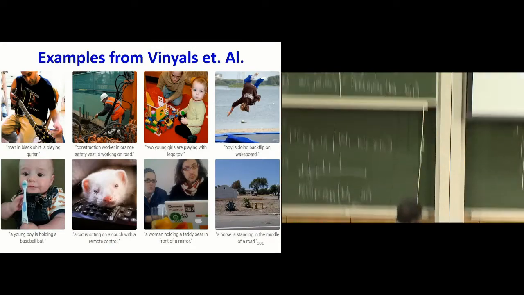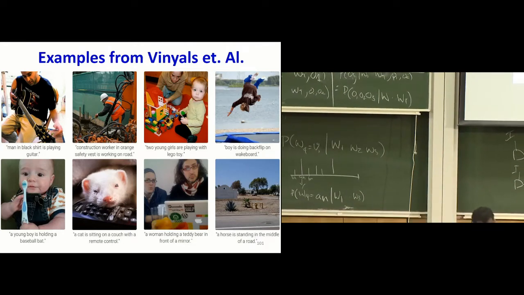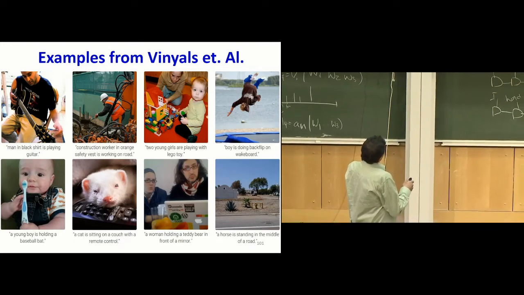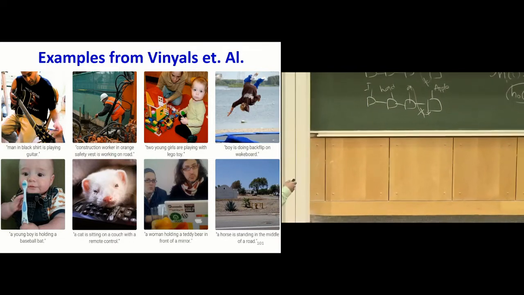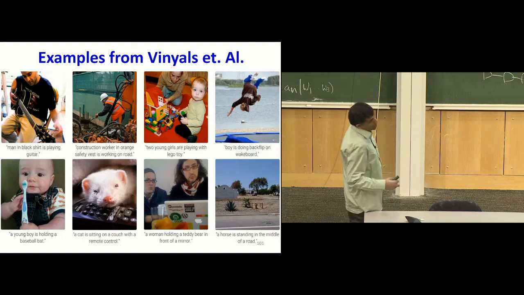So we saw these examples in the first lecture. Here are some captions that are generated. A man in black shirt is playing a guitar. Construction worker in orange safety vest is working on a road. 2 young girls are playing with a Lego toy. Well, they're not both young girls, but you get the idea. Boy is doing backflip on wakeboard.